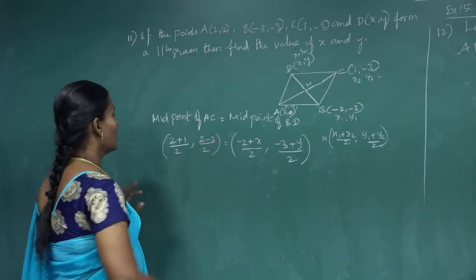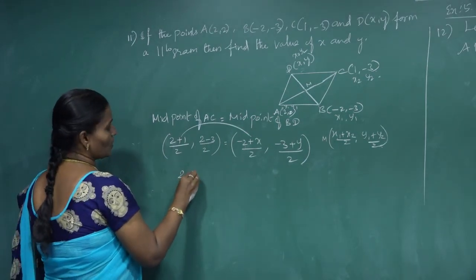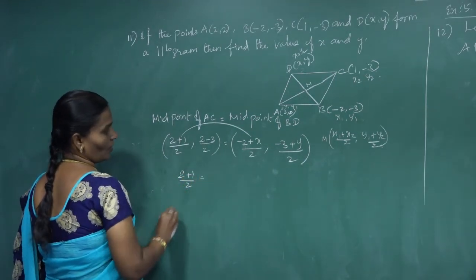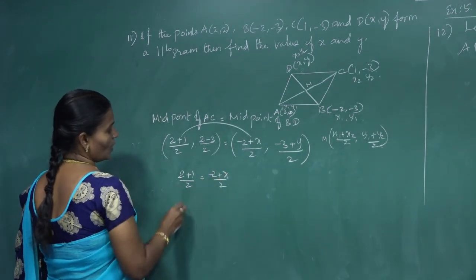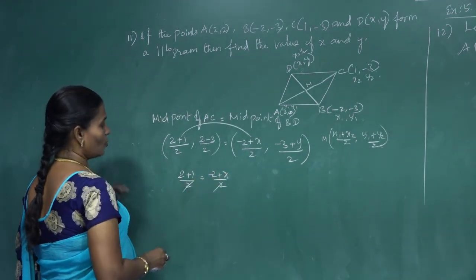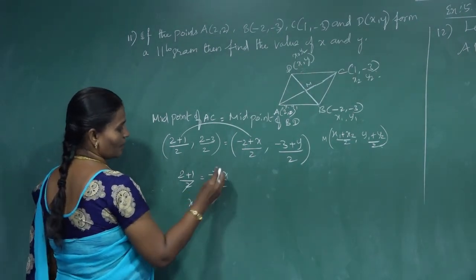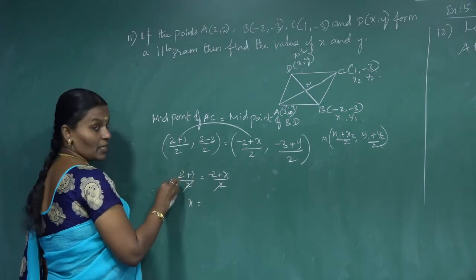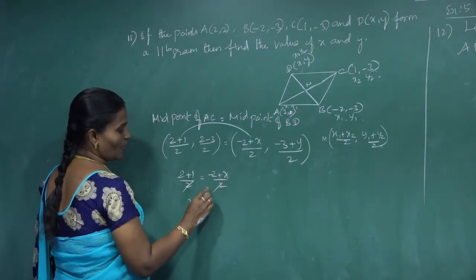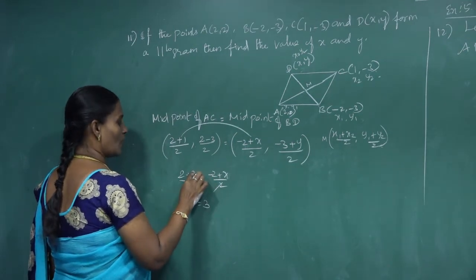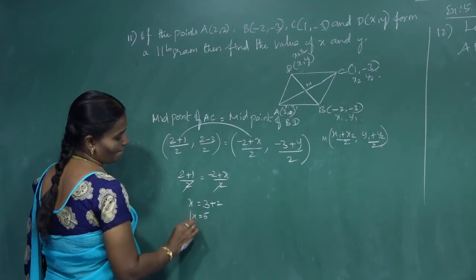Now equate the x coordinate. So 2 plus 1 by 2 is equal to minus 2 plus x by 2. Here the 2 is common, so cancel this 2. Then x is equal to, this minus 2 comes to the left side and becomes positive. So 2 plus 1 is 3, then plus 2. So x is equal to 5.